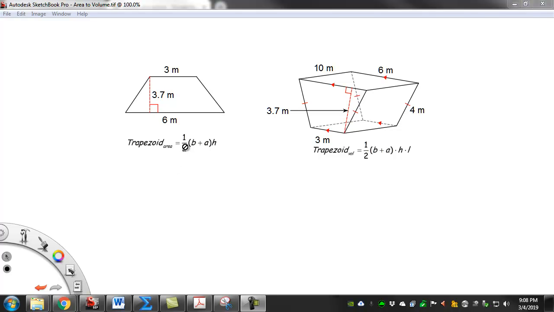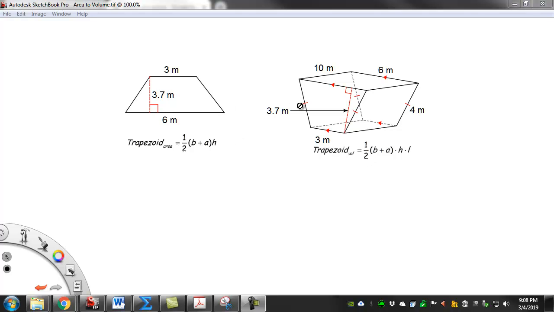Now we take 1/2, the small base, which would be 3, plus the large base, which would be 6, would be 9, so 1/2 of 9 would be 4.5, and then we times it by 3.7 to get the area of a trapezoid. Now again, to take that 2-dimensional figure, to change it to a 3-dimensional figure, we have to times it by a length, and in this case we can see that the length that we times it by would be 10 meters in this case, and it would give us the units of meters squared.